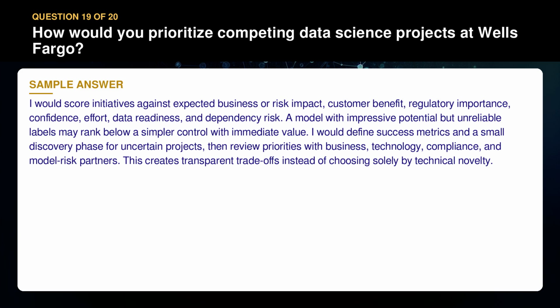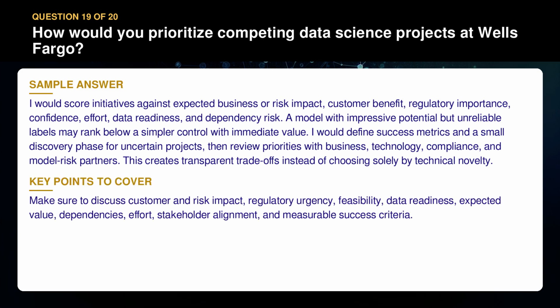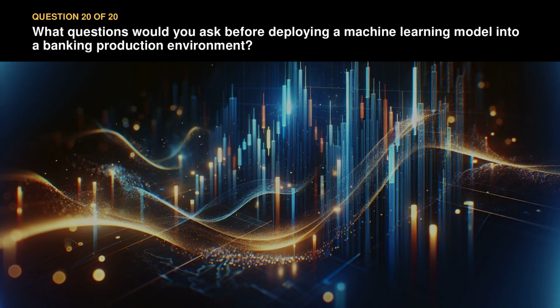I would define success metrics and a small discovery phase for uncertain projects, then review priorities with business, technology, compliance, and model risk partners. This creates transparent trade-offs instead of choosing solely by technical novelty. Make sure to discuss customer and risk impact, regulatory urgency, feasibility, data readiness, expected value, dependencies, effort, stakeholder alignment, and measurable success criteria. Question 20.